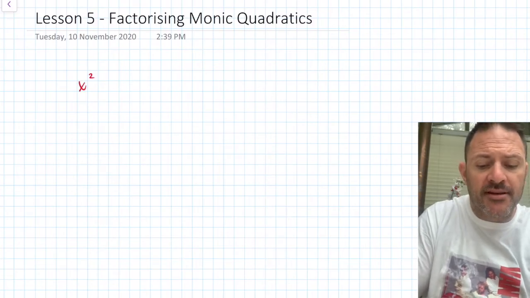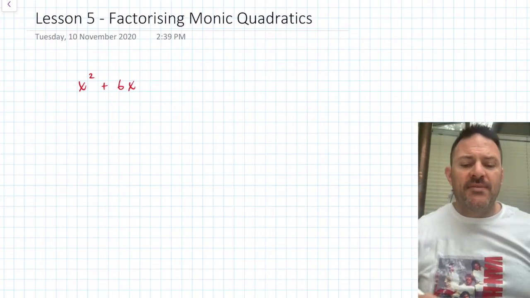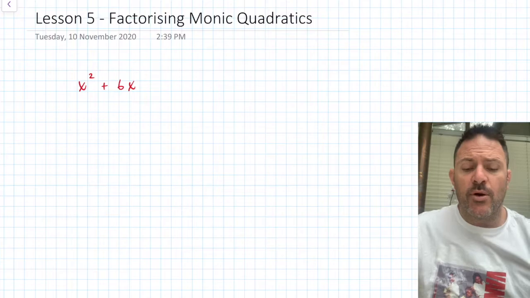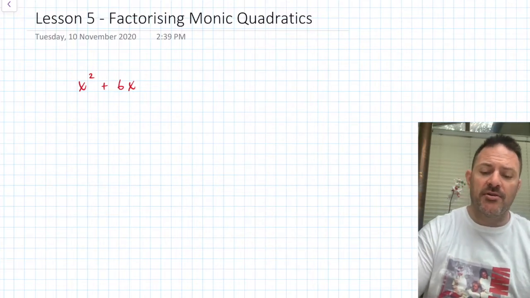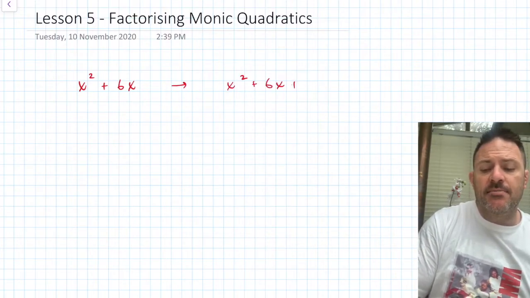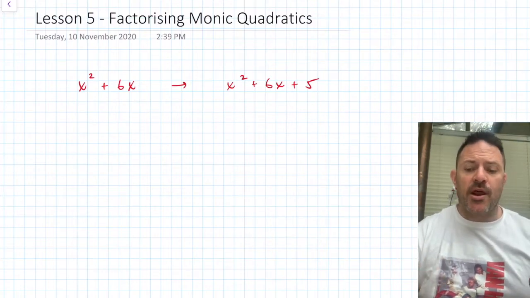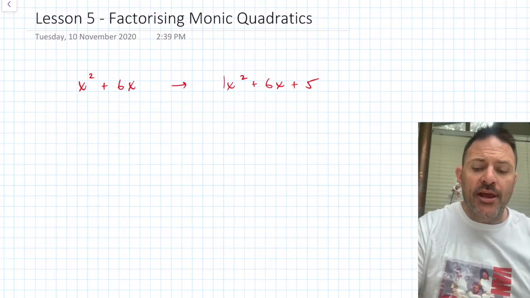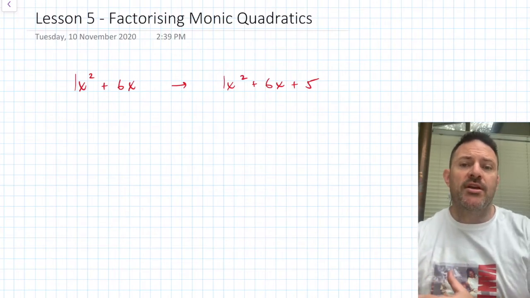So you might remember things like x squared plus 6x, right? We've done those things for many years in year 7, 8, and 9, where we just factorize. Now that's technically speaking a quadratic equation. What we're going to be looking at is things like x squared plus 6x plus, let's say, 5. Now, these are monic quadratics because the quadratic component, the x squared, only has a 1 in front of it. Therefore, they become monic quadratic questions.